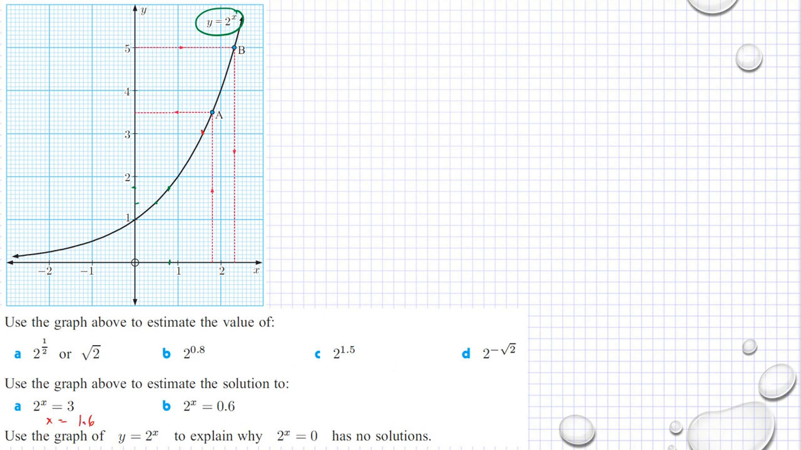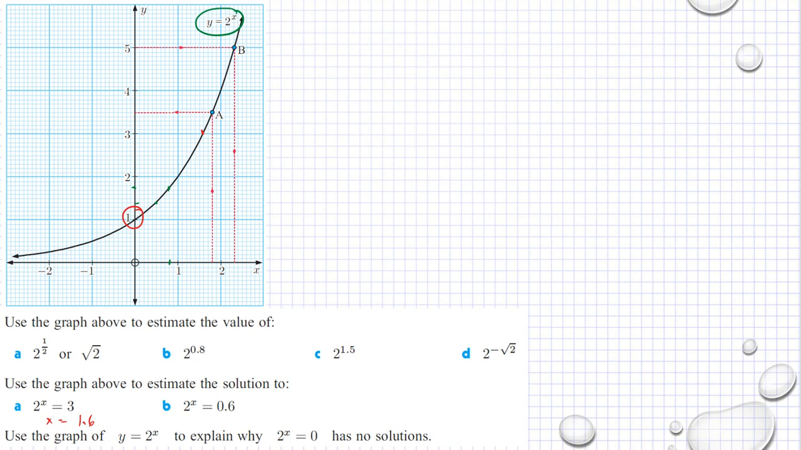And 0.6, let's see here. 0.6. Here, no solution. There is no x because x starts with 1. So no solution. So use the graph of y is equal to 2 raised to x to explain why 2 raised to x is equal to 0 has no solution, because it doesn't touch. Sorry, I didn't see that.